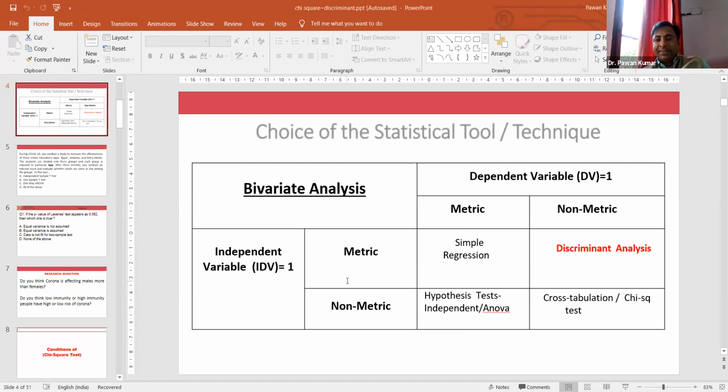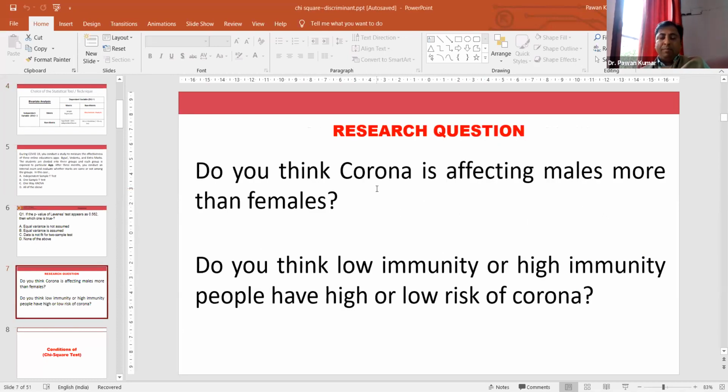And if you look at this research question, I'm going to conduct the study to study the association between the type of corona and gender. So gender is categorical and corona is also categorical, the type of corona. So here I have two variables and both are categorical. Then I will go for the chi-square test.